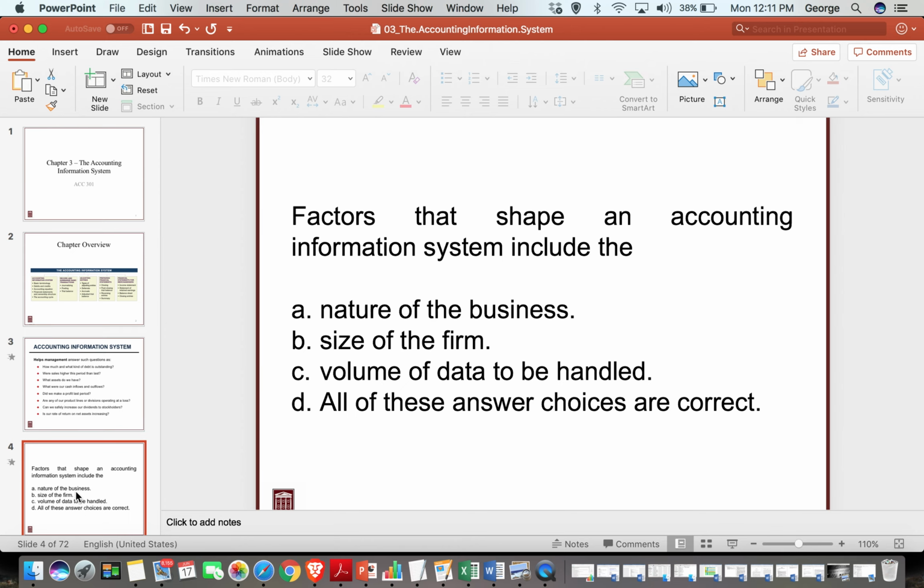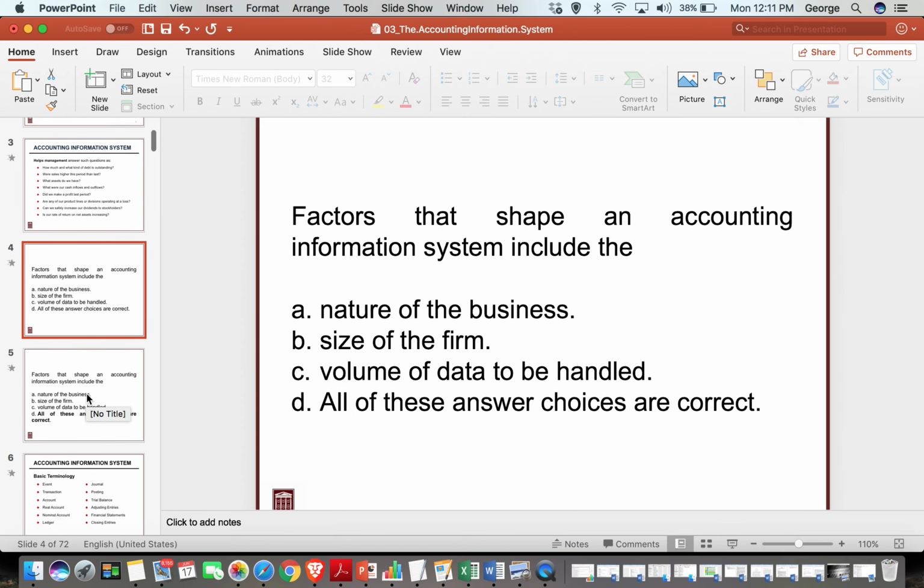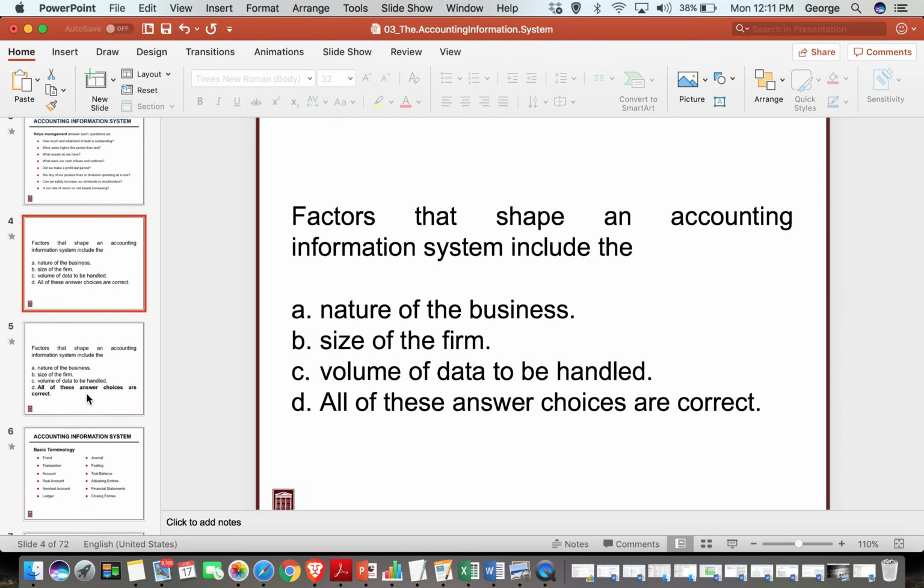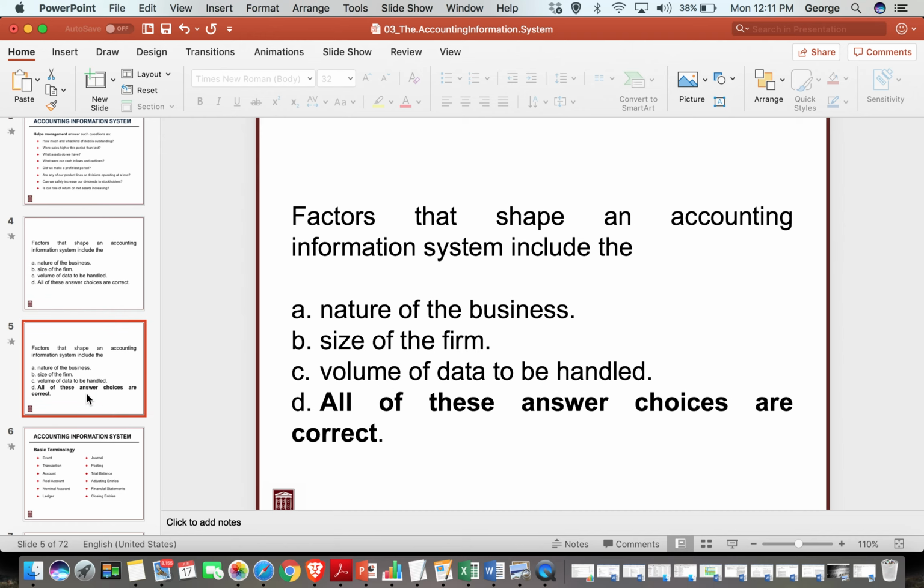Just a quick one-question quiz. Factors that shape an accounting information system include all of these: nature of the business, size of the firm, volume of data to be handled. All these choices are correct with respect to an accounting information system.